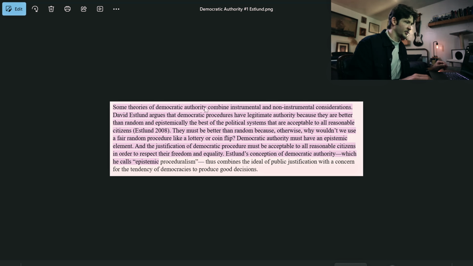Some theories of democratic authority combine instrumental and non-instrumental considerations. David Estlund argues that democratic procedures have legitimate authority because they are better than random and epistemically the best of the political systems that are acceptable to all reasonable citizens. They must be better than random because otherwise, why wouldn't we use a fair random procedure like a lottery or coin flip? Democratic authority must have an epistemic element, and the justification of a democratic procedure must be acceptable to all reasonable citizens in order to respect their freedom and equality. Estlund's conception, which he calls epistemic proceduralism, thus combines the ideal of public justification with a concern for the tendency of democracies to produce good decisions.